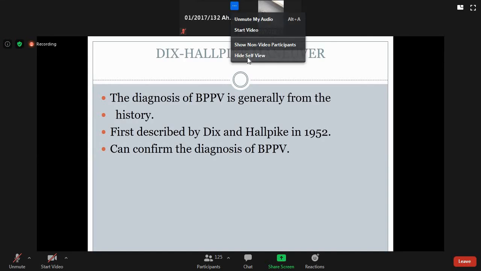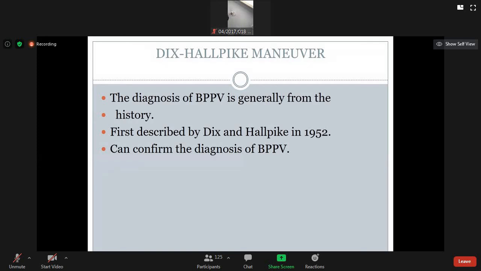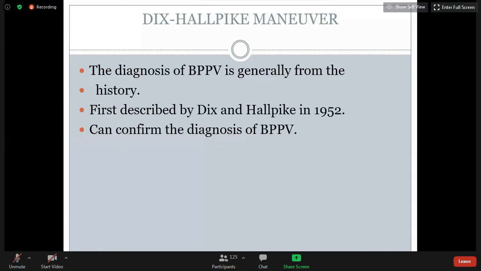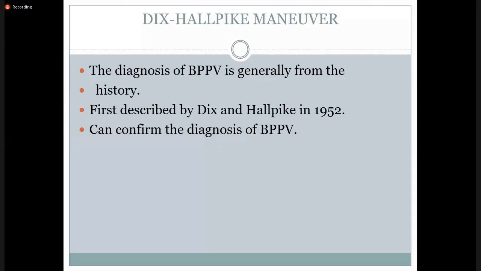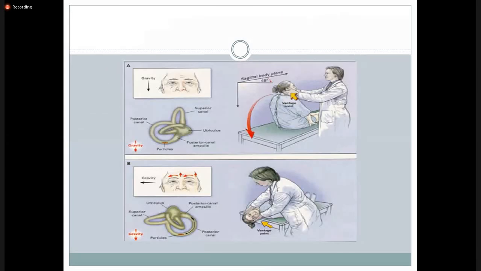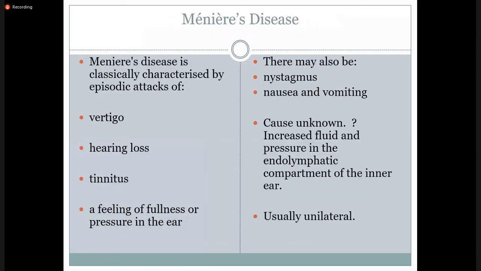Benign means not serious, paroxysmal means when it comes in frequency, and positional means it is related with change in head positions, and vertigo means dizziness. This is the Epley maneuver done in steps, which is better demonstrated and involved when you are coming in clinical practice.